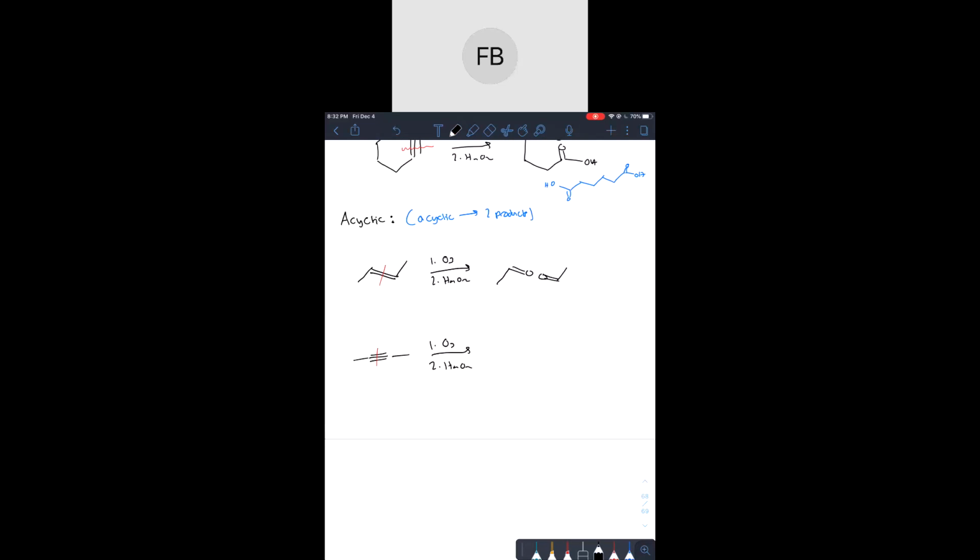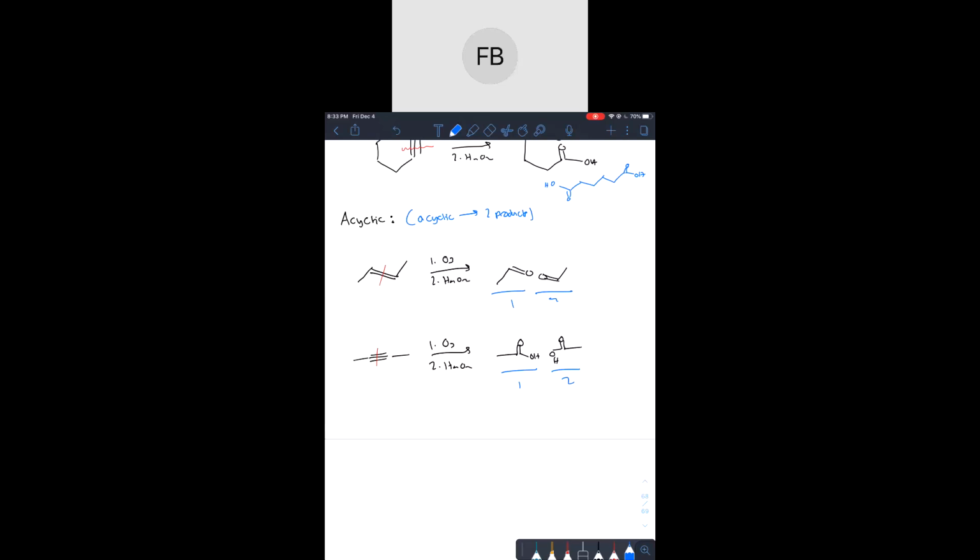Then you have a carbon with a double bonded O and then OH on the other side, and another carbon with a double bonded O and an OH on that side. So basically, it's like you've made two products. You have the one product and the second product. Again, one product, second product. So acyclics make two products.